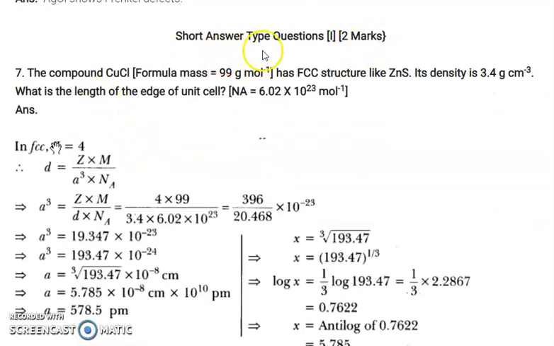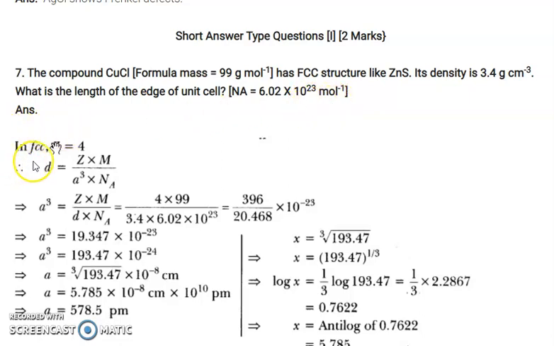Now, short answer type questions, 2 marks. The compound copper chloride, formula mass 99 gram per mole, has an FCC structure like zinc sulfide. Its density is 3.4 gram per cubic centimeter. What is the length of the edge of the unit cell? You know, Na is equal to 6.02 into 10^23 per mole.